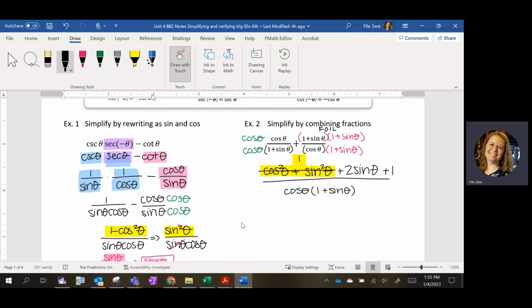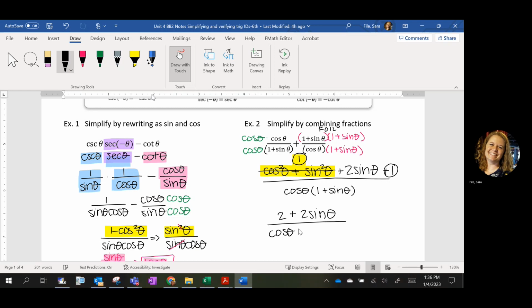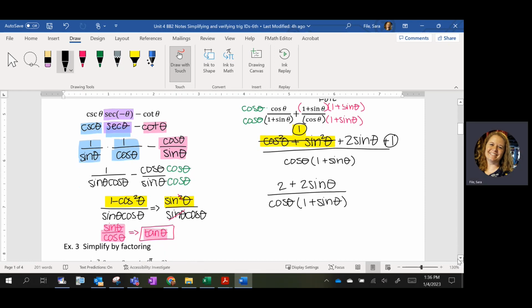Now what can I do in the numerator to simplify a little? Yeah, combine these like terms, huh? So I end up with 2 plus 2 sine theta for cosine times 1 plus sine. Anything else I can do in my numerator still? Factor out the 2. Very good. So if I factor out the 2, thank you. What does that leave me with? 1 plus sine theta.